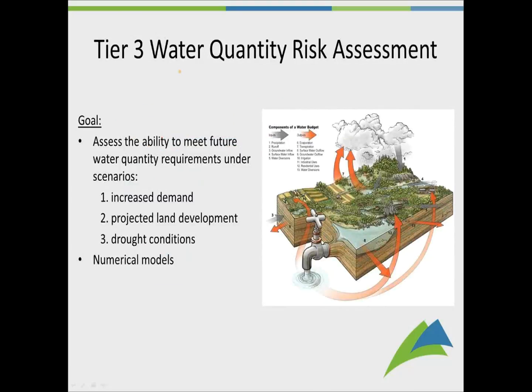So the focus or goal of a Tier 3 risk assessment is shown here. We use numerical models to assess the ability of a municipal water supply system to meet future water demands under the following scenarios. The first scenario, we increase demand based on population growth and assumed per capita water use. In the second scenario, along with that increase in population, there's an accompanying projected land use change. And in the third scenario, we look at drought conditions. By examining historic climate data, we can look at when precipitation was lowest and use that over an extended drought period. And again, we use our numerical models to do this assessment.